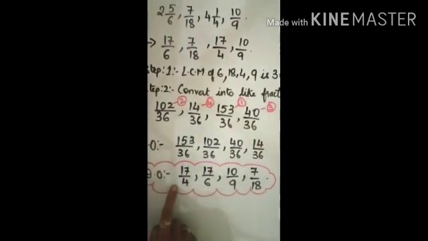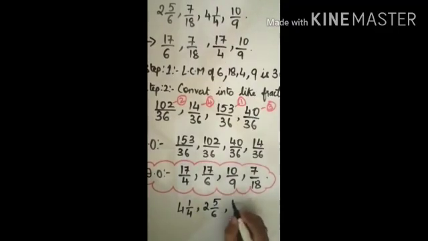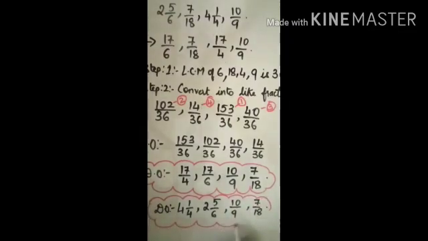153 by 36 is nothing but 17 by 4. 102 by 36 is nothing but 17 by 6. 40 by 36 is nothing but 10 by 9. 14 by 36 is 7 by 18. And the given fractions: 17 by 4 is nothing but 4 1 by 4. 17 by 6 is 2 5 by 6. 10 by 9 and 7 by 18 as it is. This is the required descending order. This will be your last statement or answer. Thank you, children.